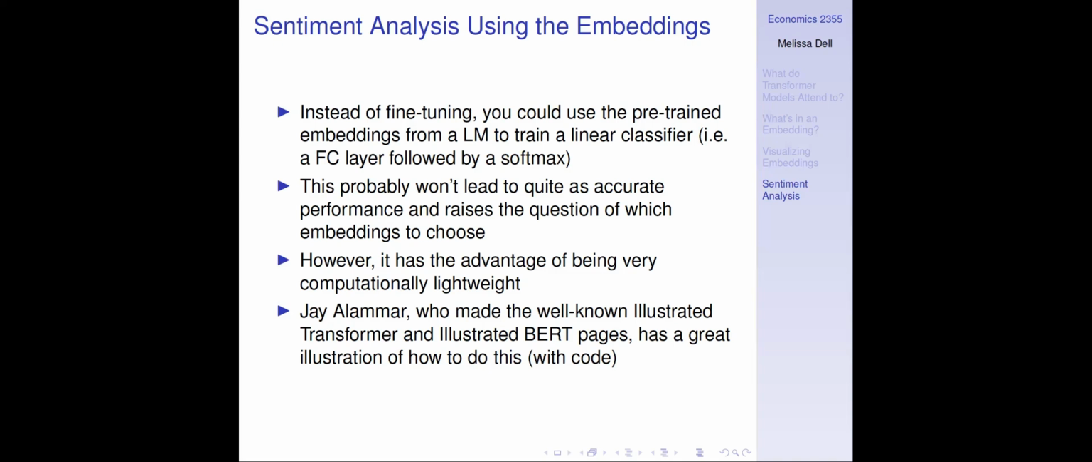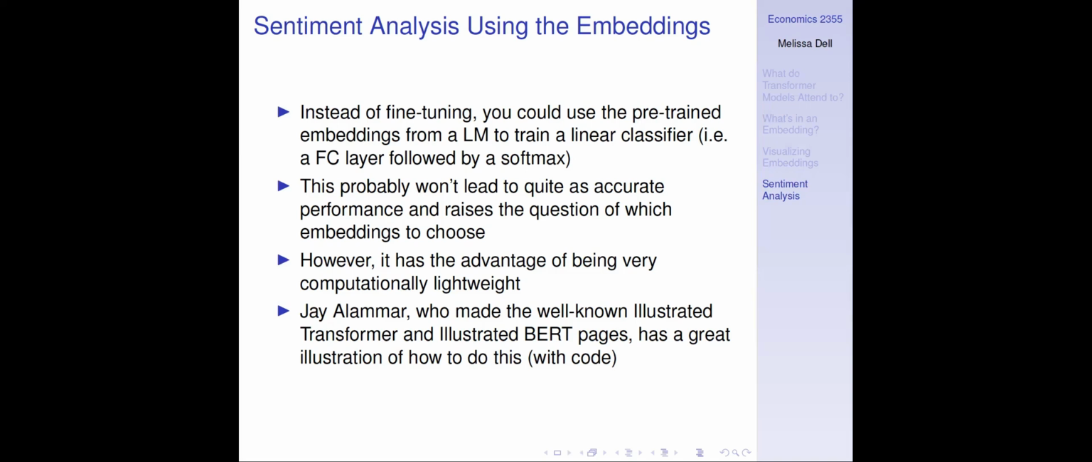So remember, we have different layers of BERT, and they contain different types of information. So which one of those do you choose? And we'll talk about that in a second. But the big advantage of this is it's very computationally lightweight. It's very cheap to train a linear classifier. It's pretty cheap to just do the inference to get the embeddings. And so you could do this on a very basic machine for very cheap. So it's pretty low cost.